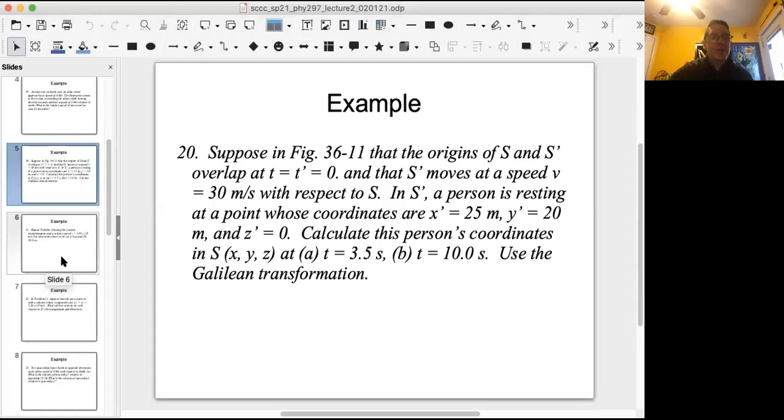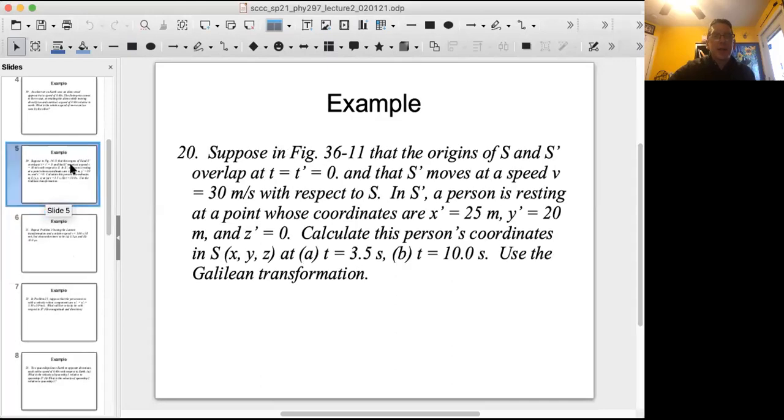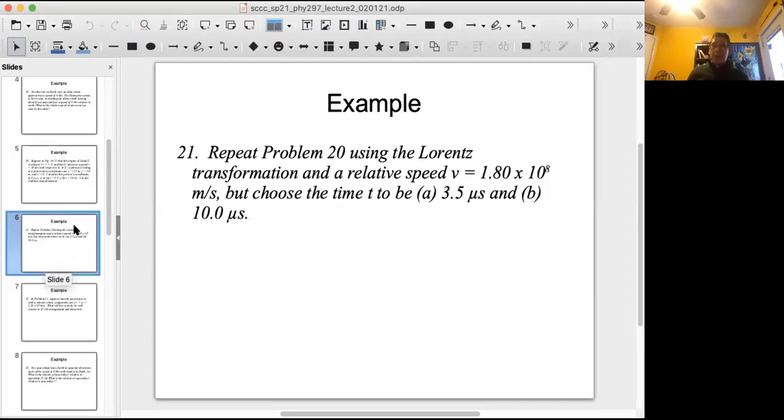Okay, so let's go to another example. Repeat problem 20, which is the problem we just did, using the Lorentz transformation and a relative speed v equal to 1.8 times 10 to the 8 meters per second. That's 6/10 the speed of light, or 60% the speed of light. And choosing the time to be 3.5 microseconds and 10.0 microseconds.